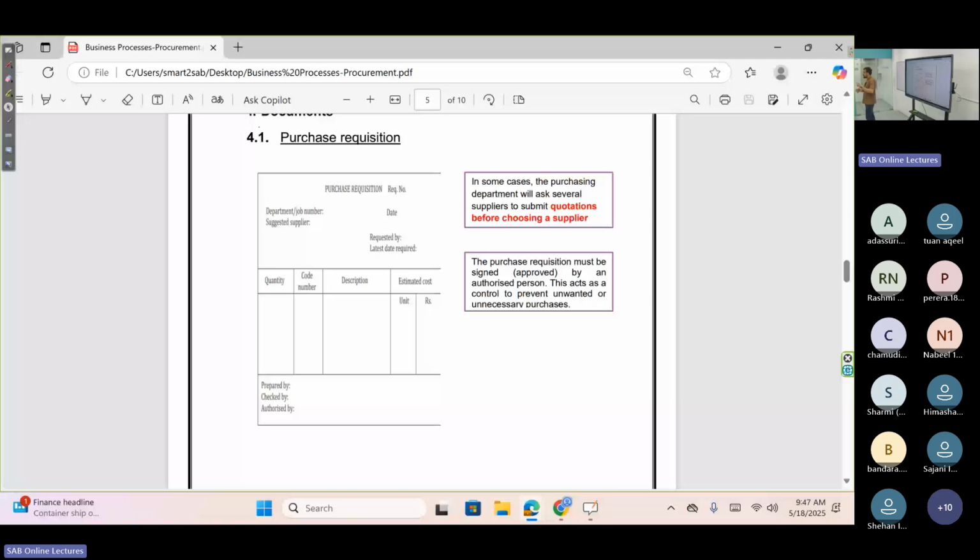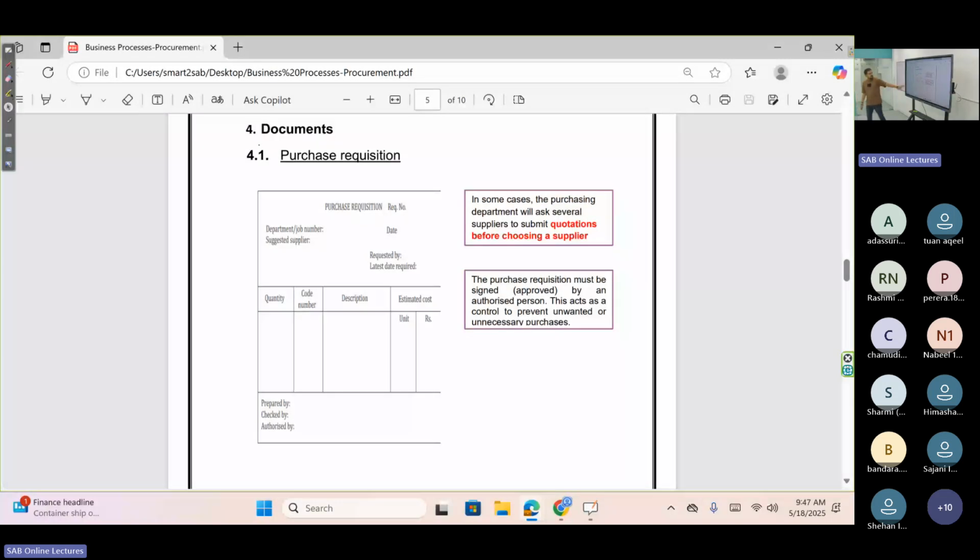purchase process. Like the sales process, this is the purchase requisition format. This is the first document involved in the purchase process. In the notes also I have mentioned the purchase process is dealing with PR, purchase requisition. In some cases, the purchasing department will ask several suppliers to submit quotations before choosing a supplier.